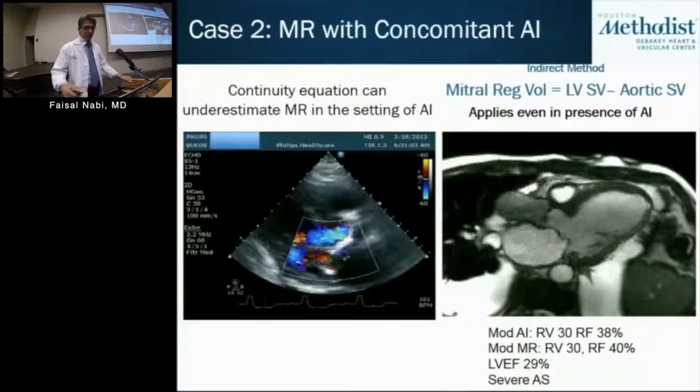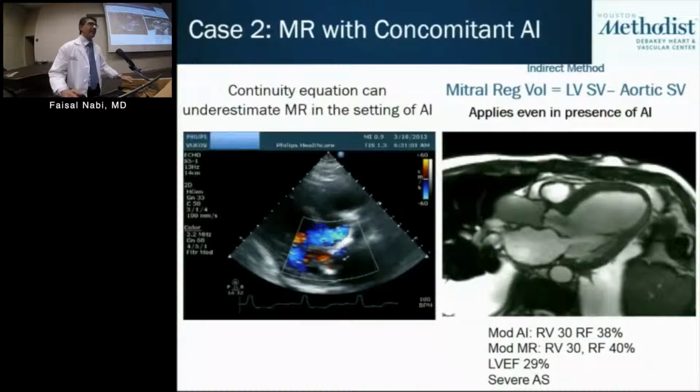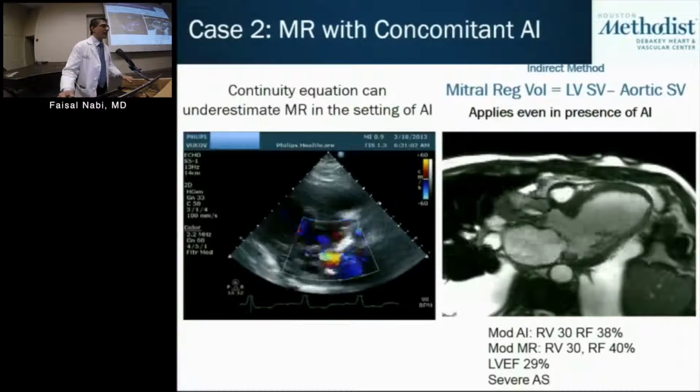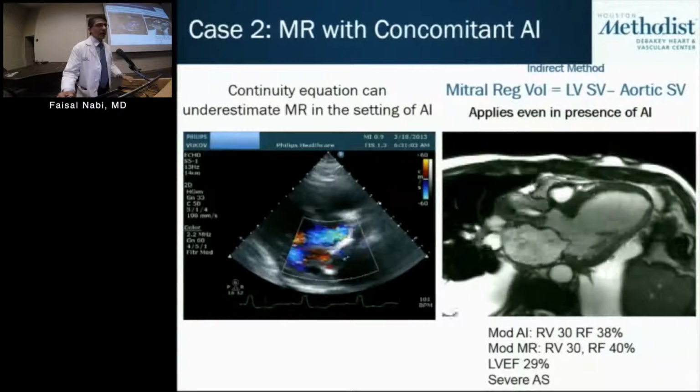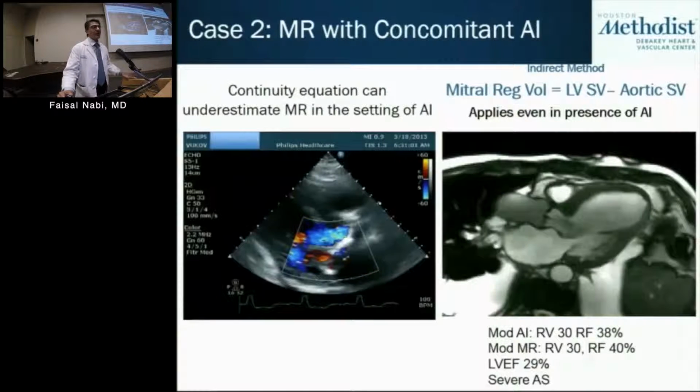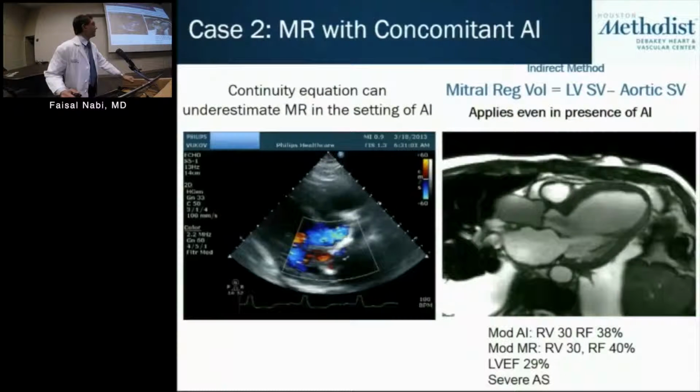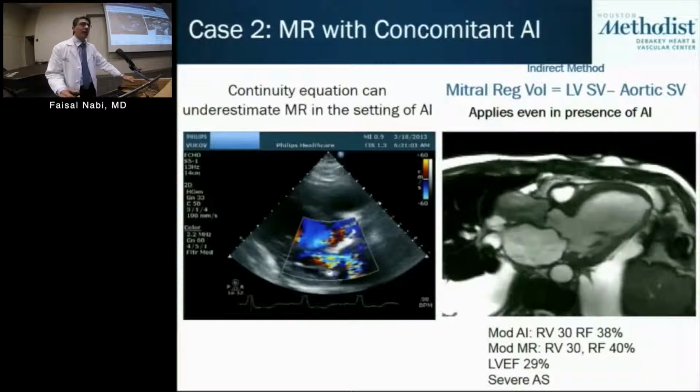Where it can also be very helpful is in cases with concomitant AI. When you have concomitant AI, it can be very difficult to quantitate by echocardiography because the continuity equation fails, and you're only left with qualitative measures.